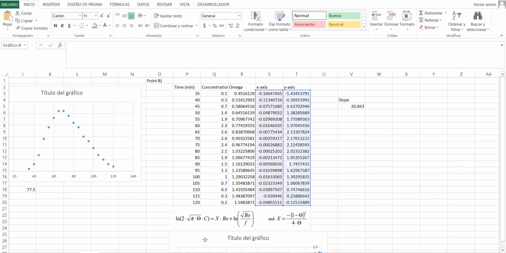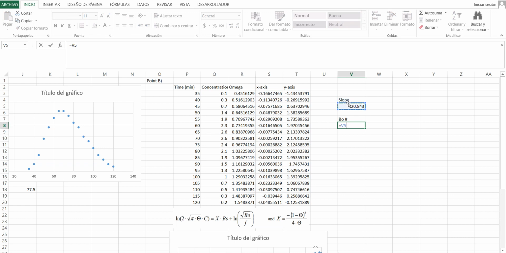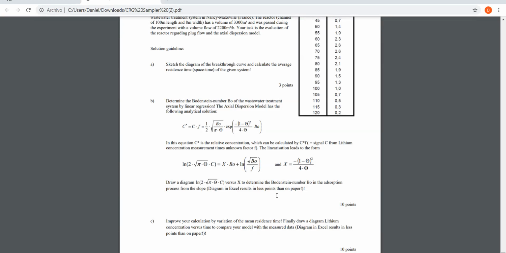And we can see from the linear regression that the slope is the Bodenstein number. So the Bodenstein number would be simply the slope, and that would be point B. This would be the answer, 20.843. So there you have it, 10 points right there. So let's continue with point C.